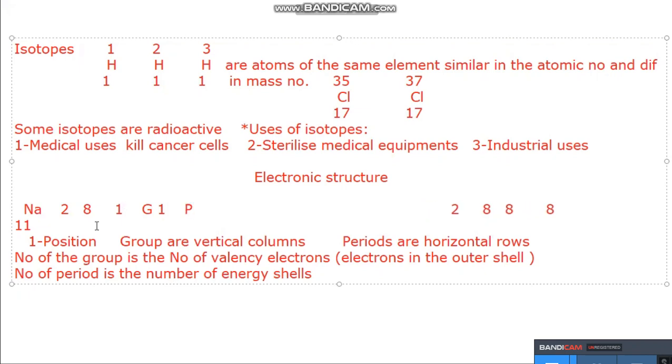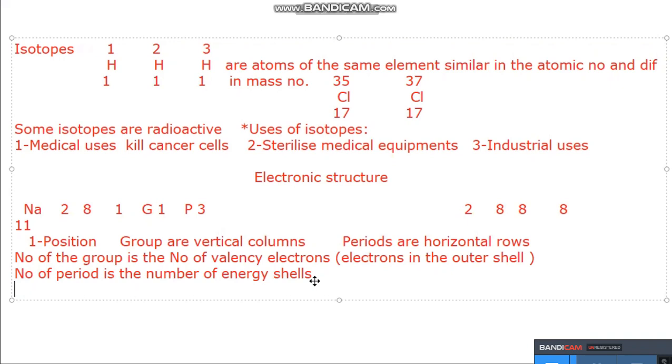Let's count the number of levels here. We have here how many levels? 3 levels. 2, 8, 1. So it is in period 3. It's easy, okay? So sodium is in group 1 and in period 3. If you look at the periodic table, you will notice that sodium is in group 1 and in period 3. Okay, we have another example.